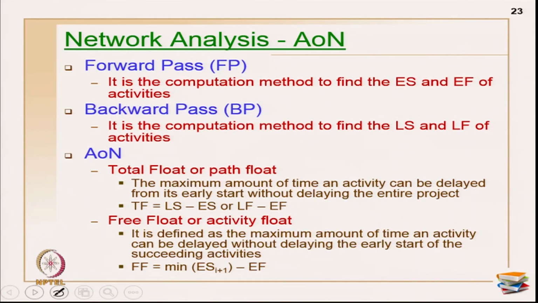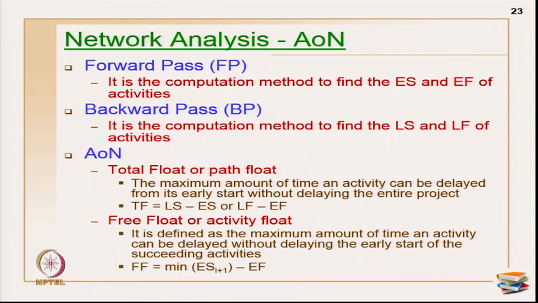This is the forward pass. Backward pass, in the same way, is a computation to find out the late start and late finish of activities. Okay. Short forms are ES, EF, LS and LF. In AON, as I have told you, we generally have terminology called floats to show the free time or the delay with which we can delay the start of the activities. Okay. So, primarily the 2 very famous floats we generally use to find critical paths are total float and free float. Total float is also called path float, and free float we also call activity float. You will see when I am explaining with an example.